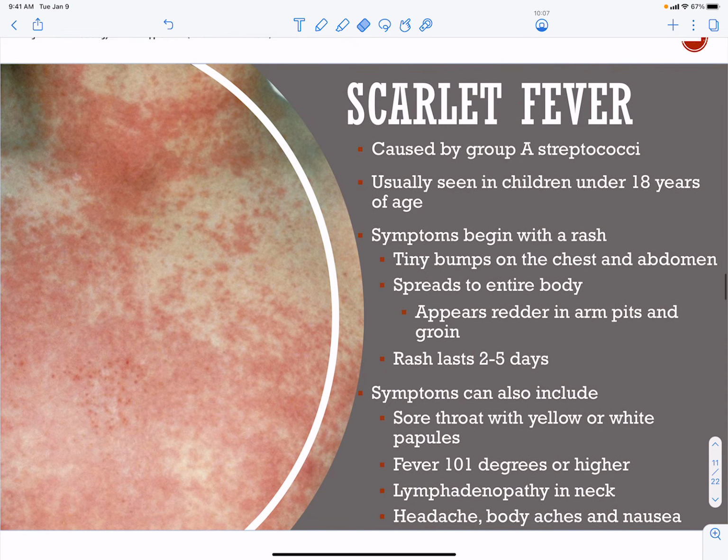So scarlet fever is going to have a very distinct rash. The rash is going to appear red and it's going to be raised. It's usually in kids under 18 years of age, and it's going to be on the chest and abdomen. It also can spread to the entire body, and it lasts about 2 to 5 days. You're also going to have just a very typical high fever, a sore throat. Your lymph nodes in the neck can be swollen, lymphadenopathy, and you're just going to have typical flu-like symptoms.